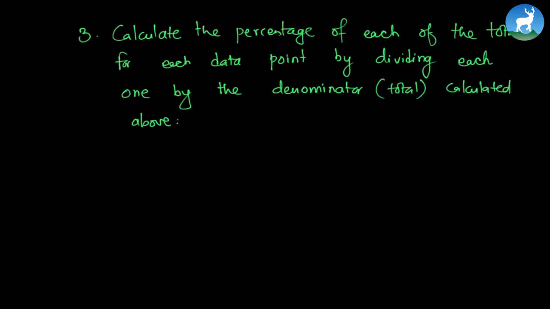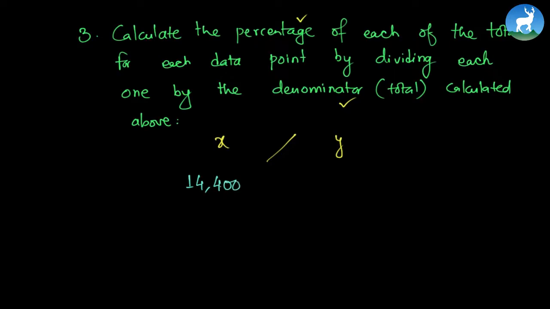We are going to calculate the percentage of the total for each data point by dividing each one by the denominator calculated above. We already calculated the denominator, which turned out to be 48,000 rupees. Now we are going to divide each and every data by that specific denominator. Let's see how we do that. The first is X and another is Y. We're going to divide them. Let's start.